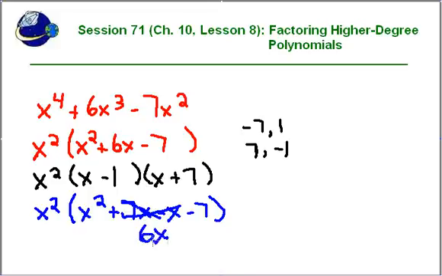And as you can see now, x squared plus 6x minus 7 is in fact what we had up here to start with. So the question is, what is x to the fourth plus 6x to the third minus 7x squared factored?